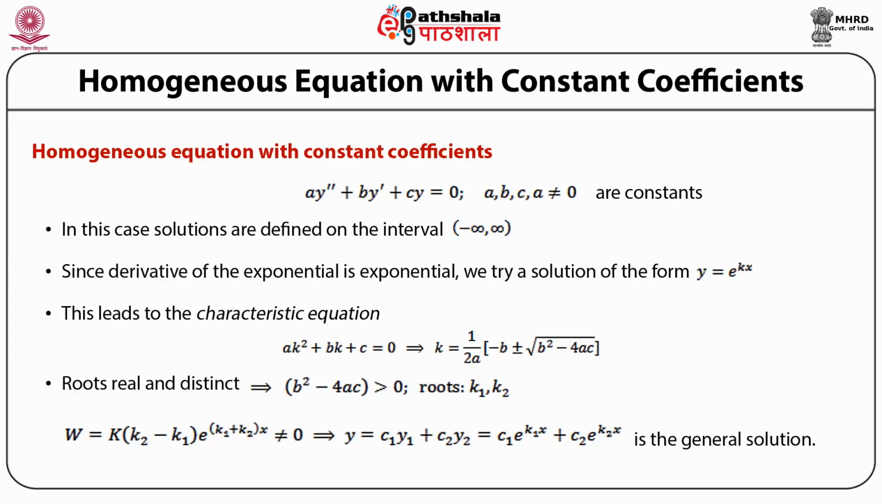The Wronskian is then capital K times k2 minus k1 e raised to power k1 plus k2 x, which is not equal to 0. Hence, the roots are linearly independent and the general solution is given by y is equal to c1 y1 plus c2 y2, which in turn can be written as c1 times e raised to power k1x plus c2 times e raised to power k2x.